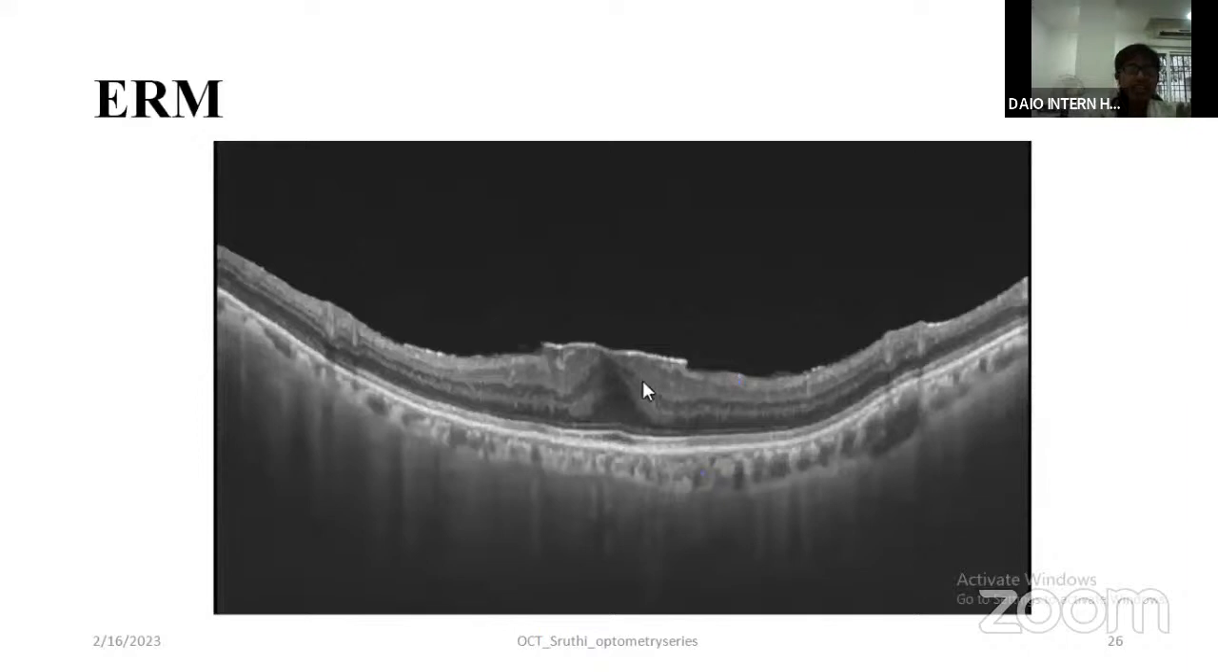ERM. In this, epiretinal membrane is formed. Epiretinal membrane formation happens when the posterior cortical vitreous detaches from the retinal surface and vitreoschisis happens, and some part of the posterior cortical vitreous is attached to the surface of the retina, which undergoes proliferation and an ERM is formed. This is shown as a hyperreflective membrane in the OCT.